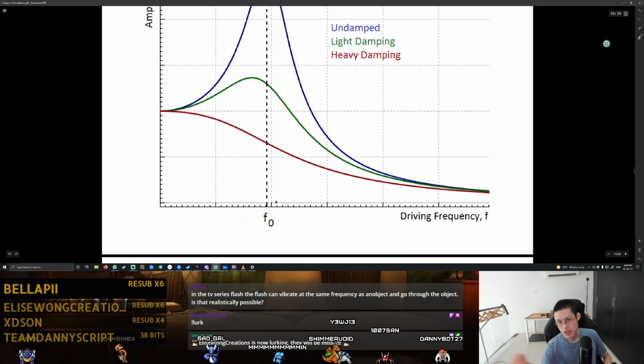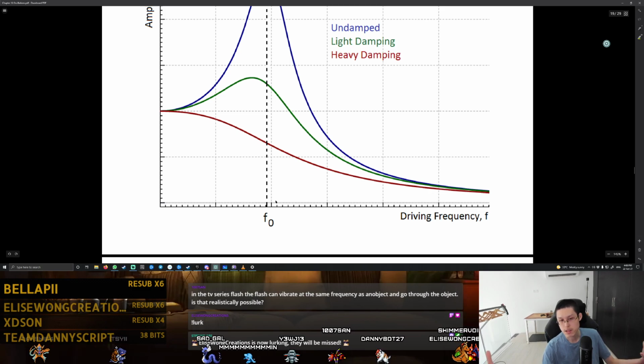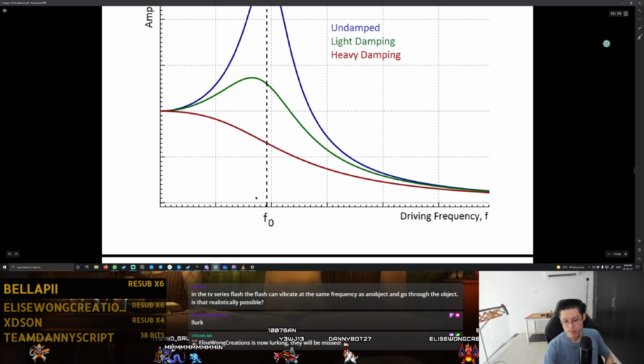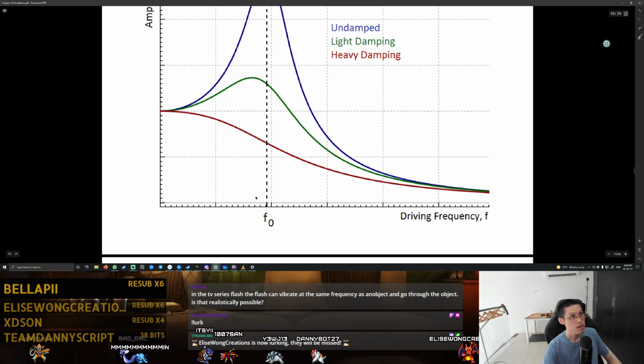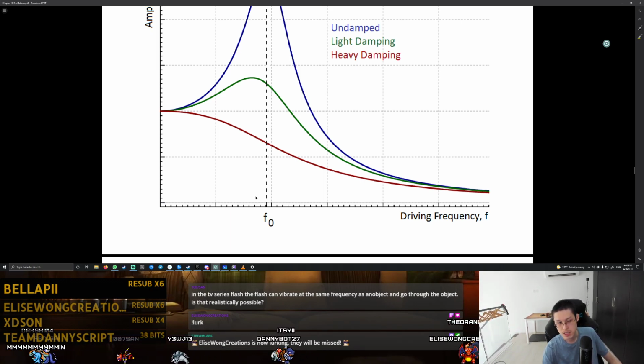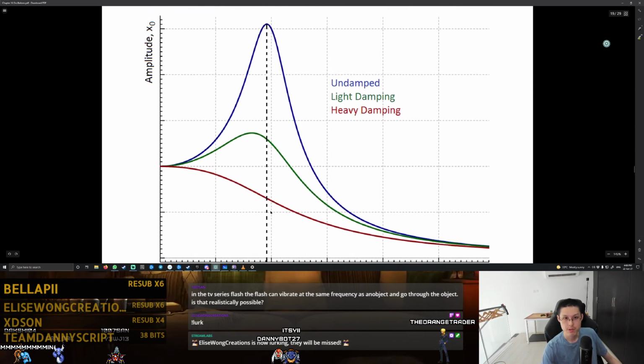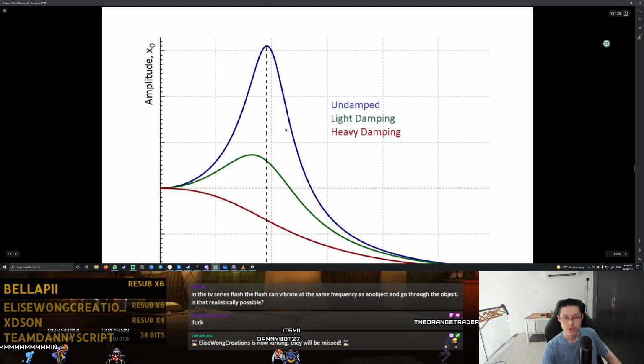Everything in nature has its own natural frequency, which depends on the material that it's made from. So my table has its own natural frequency, my ceiling has its own natural frequency, the wine glass has its own natural frequency, and so on. If your driving frequency matches the natural frequency, the amplitude of the object would increase dramatically.